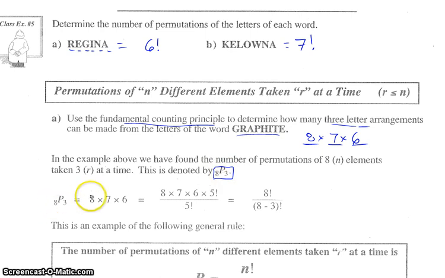Now 8 pick 3, we know from up here, has to be 8 times 7 times 6. Let's think about how we could write that as a factorial quotient. 5 factorial must have canceled off, so that must have looked like 8 times 7 times 6 times 5 factorial over 5 factorial. On top that must be 8 factorial, and we could think of 5 factorial as being (8 minus 3) factorial.